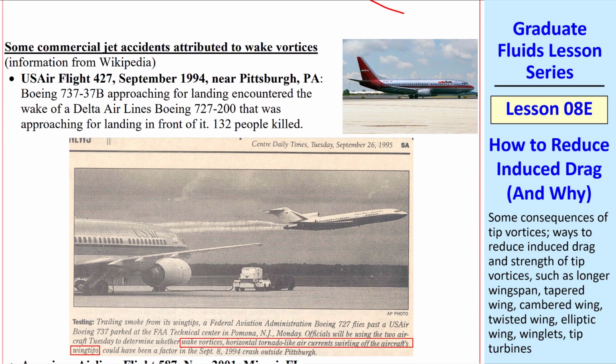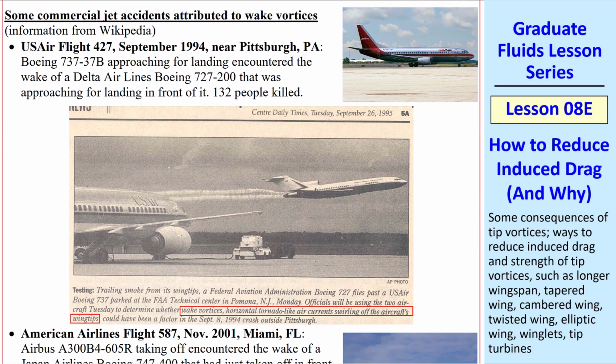There have been a few commercial jet accidents attributed to wake vortices. Here's a couple of them. Flight 427 in 1994, where a 737 was landing too close to the wake of a 727, and 132 people were killed. Here's a newspaper clipping. The journalist says wake vortices, which he calls horizontal tornado-like air currents swirling off the aircraft's wingtips. I guess that's a reasonable description of a tip vortex. They were investigating whether that was a factor in the crash of this airplane.